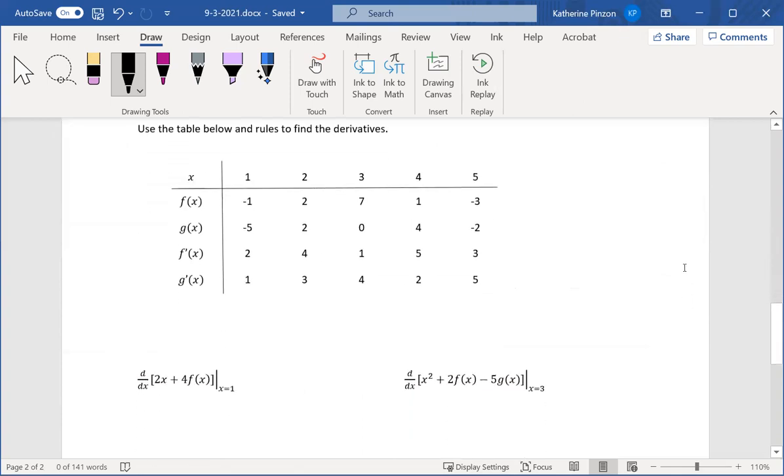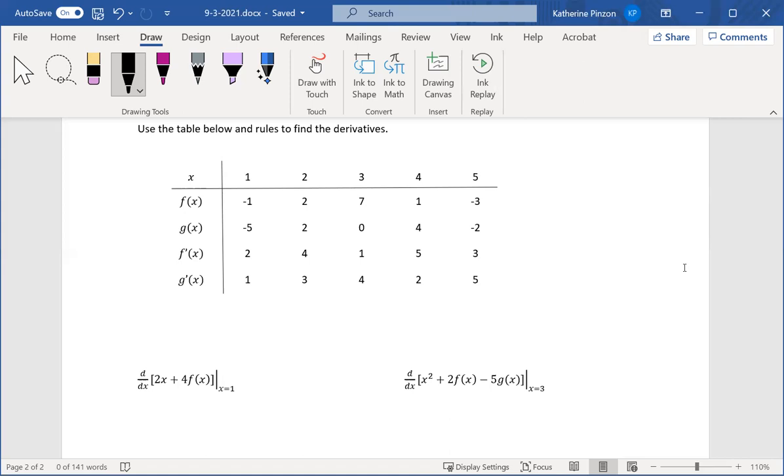Okay, let's try again. So here is a table of values about these two functions f and g. So I don't know what these two functions are, right? I don't know anything about their equations. All I know is that when I plug 2 into the function f, it spits out 2. When I plug 4 into the function g, it spits out 4.